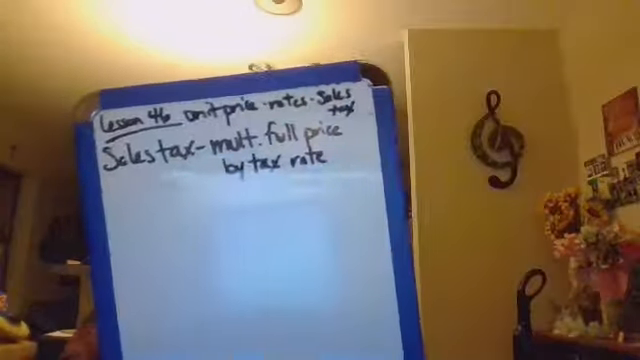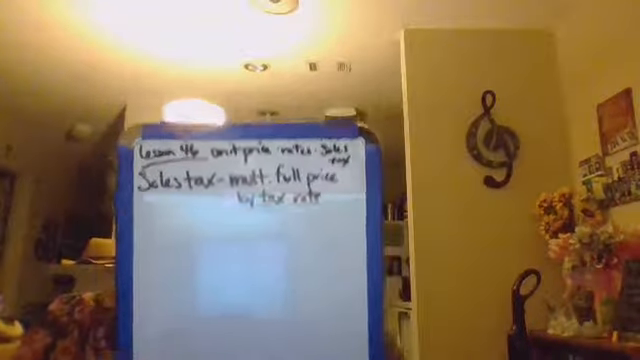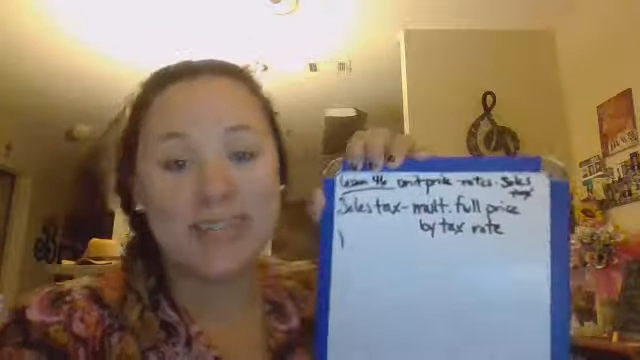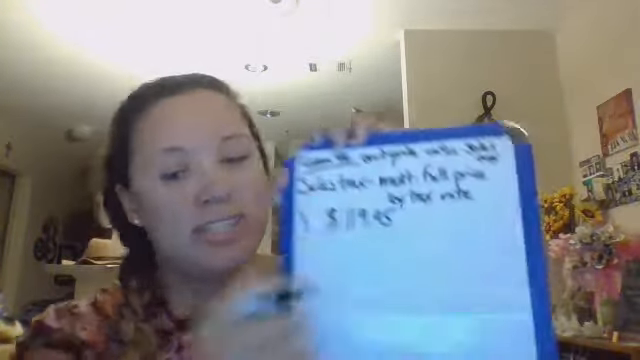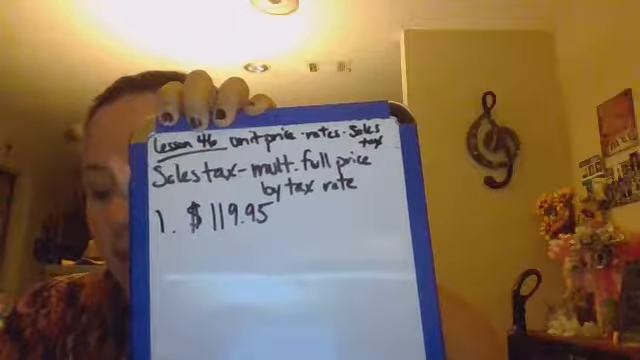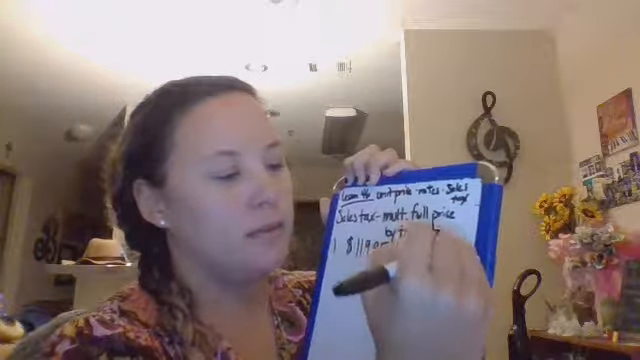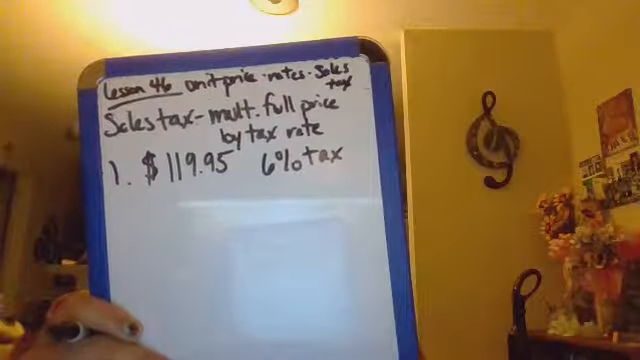And in order to figure out sales tax, we're going to multiply the full price of the item by its tax rate. So then, let's see, we're going to buy an item for $119.95. So the ticketed price for whatever it is that we're buying is $119.95. And that area has a 6% sales tax. So we want to know how much are we actually going to pay for this item.